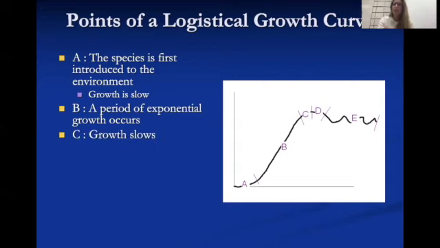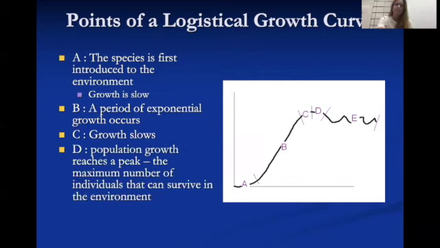At C, our growth starts to slow. We start to see our elders in the population start to die off of old age. We start to see that the resources are thinning, that our population is so big that everyone's getting a fair share of food, but maybe some of the weaker in the population aren't eating enough to reproduce. And so we're still growing, but we're growing at a slow rate.